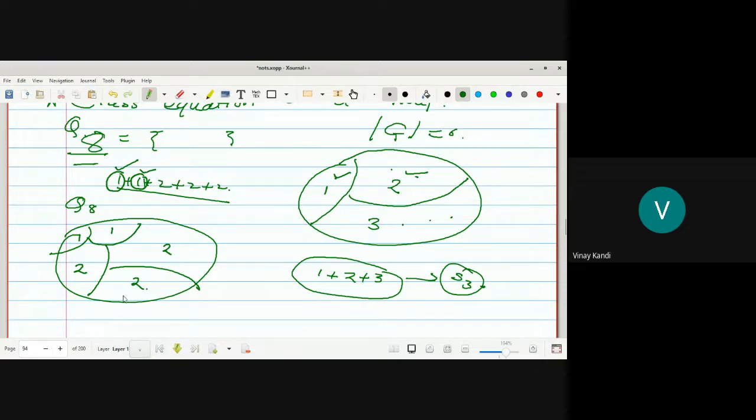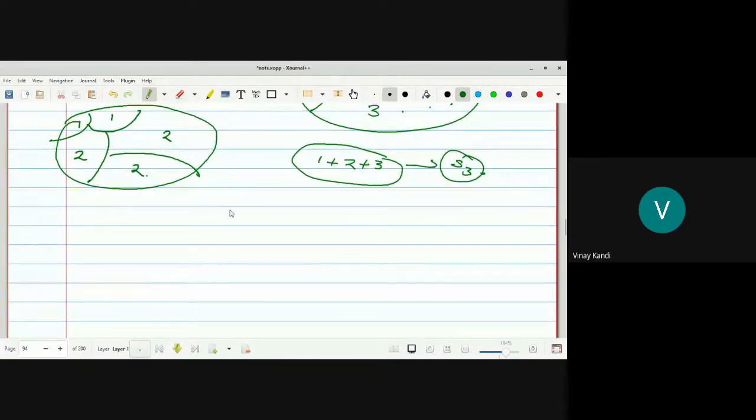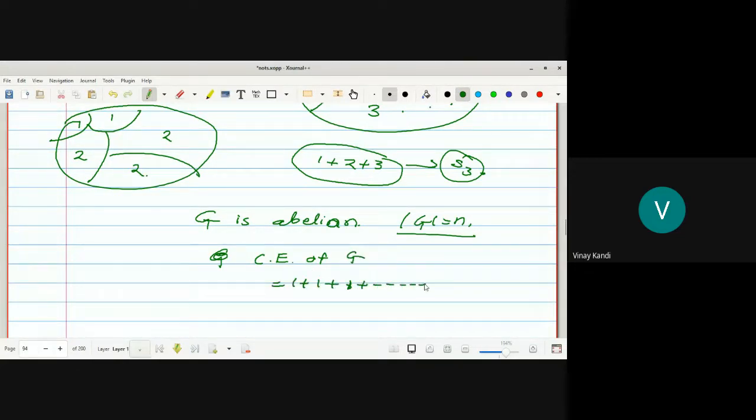If a group is an abelian group, what will happen? G is abelian and order of G is finite, suppose n. Then the class equation for that group is 1 plus 1 plus 1 up to n times. So this is the class equation for that. How it comes, we will see tomorrow with an example, in the theory break the day after.